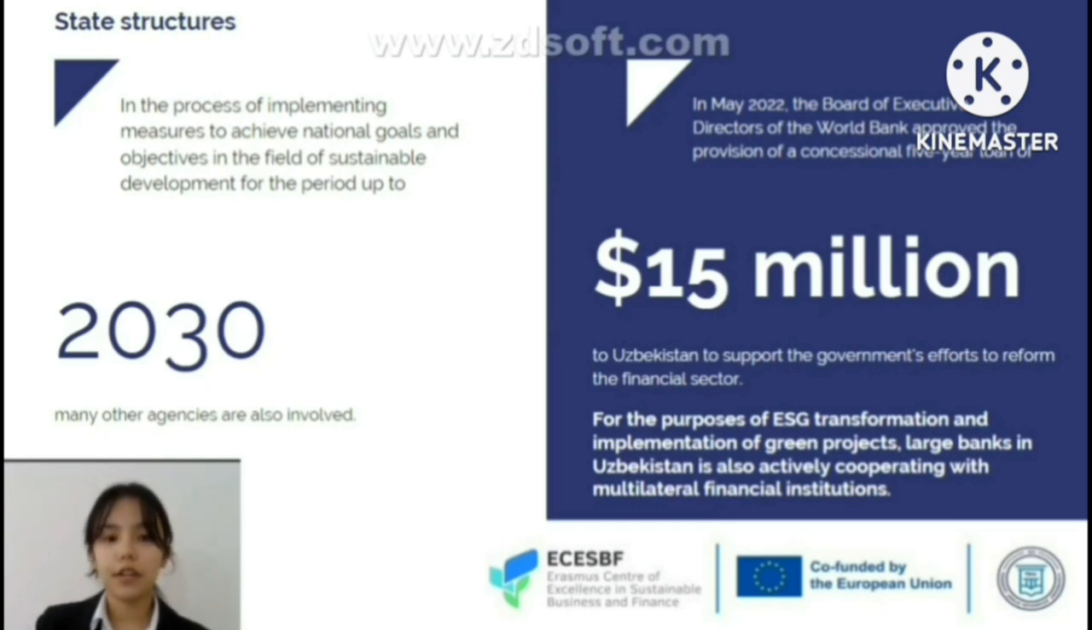In May 2020, the President of Uzbekistan approved a 5-year strategy for reforming the banking sector to solve its main problems such as excessive state participation, insufficient competition, poor quality of corporate governance, and banking services provided. To support the government's efforts to reform the financial sector, the Board of Executive Directors of the World Bank approved the provision of a concessional 5-year loan of $15 million in the same year.